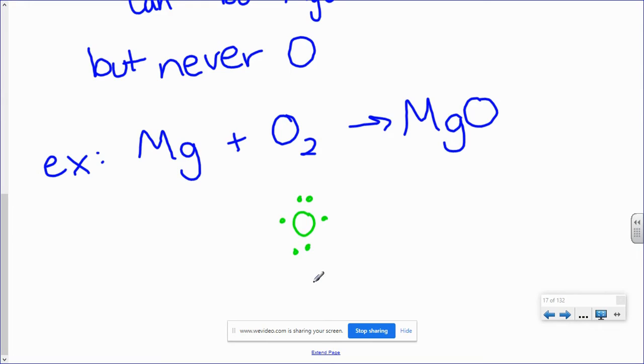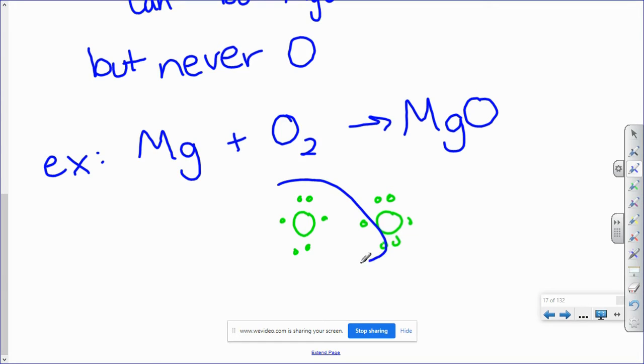Right? It just needs 2 more. So when another oxygen comes around, they're going to share their electrons. Okay? And so they're going to combine with each other. We didn't have to draw these. But they're going to bond with each other, and now they have 8. Okay? That's why we call them diatomic.